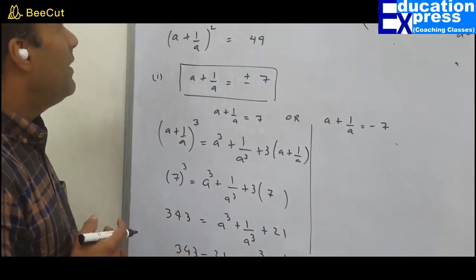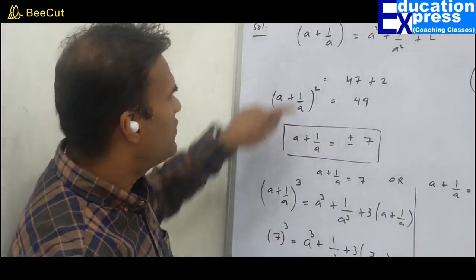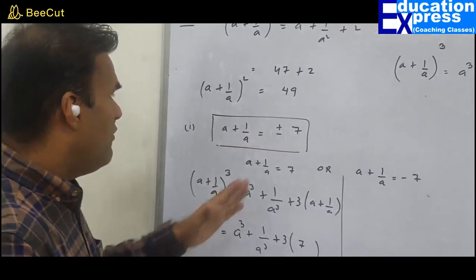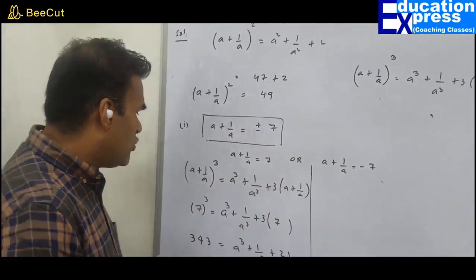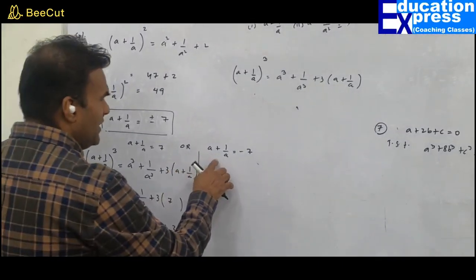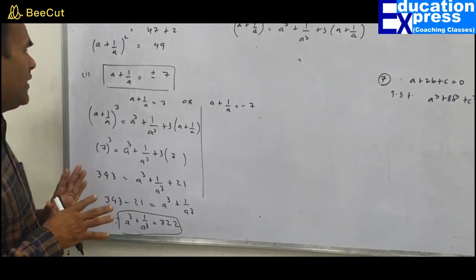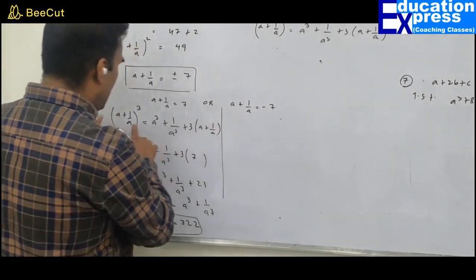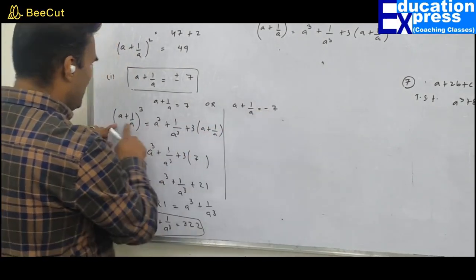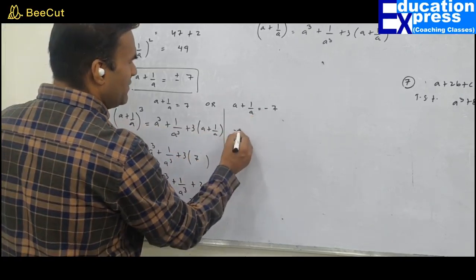And my dear friends, remember, when finding (a plus 1 upon a) whole square, the objective is to find out a plus 1 upon a. We are going to get two distinct values of a plus 1 upon a: one is positive, the other is negative. So though we got the answer that a cube plus 1 upon a cube is 322, if you would have taken the negative value, then my answer would be minus 322. How am I going to get minus? Have a look. If I follow the same formula, I just have to substitute the value as minus 7. I am going to follow the same formula, (a plus 1 upon a) whole cube, where a plus 1 upon a over here is minus 7.